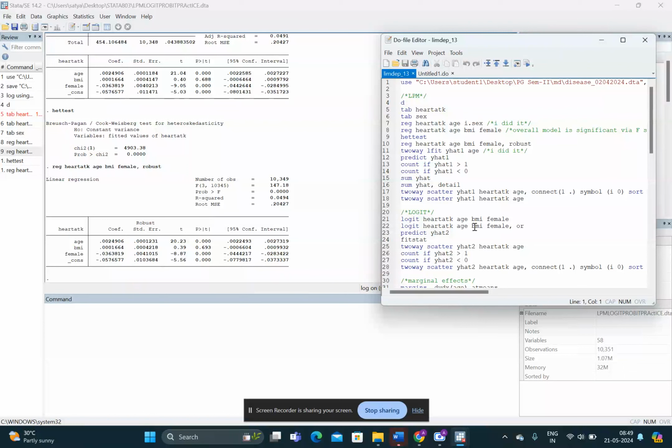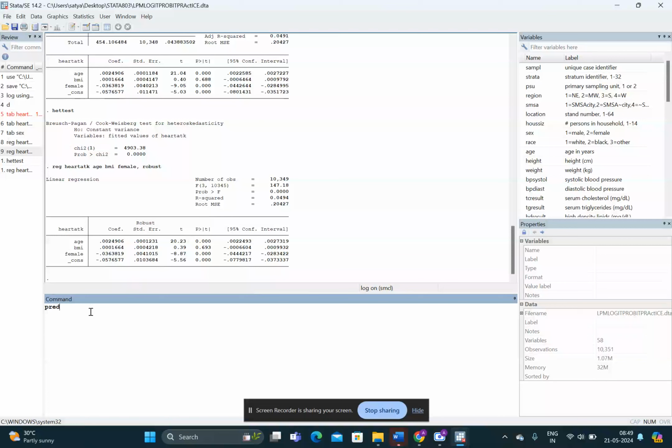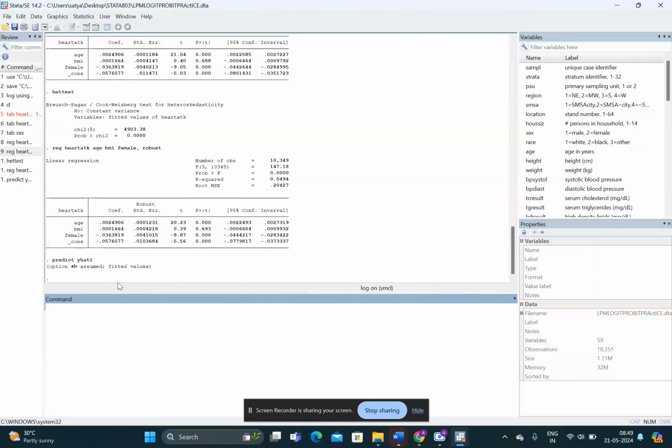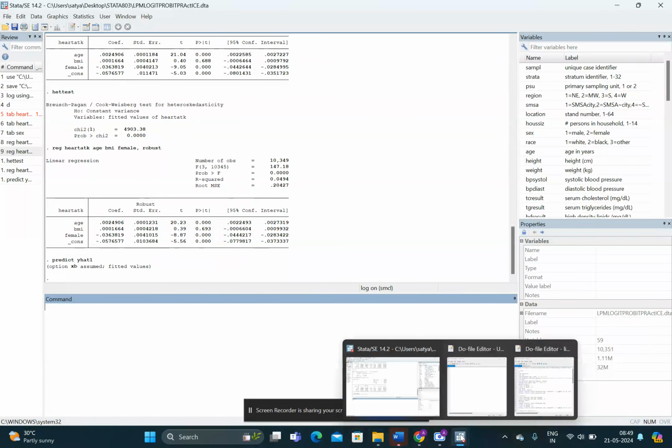Okay. So now we will predict one variable, which is y hat 1. I don't know what y hat 1 is as of now. I think it is the fitted values of the y. It is what the y values will be according to the regression, and the difference between these y values and the actual y values is our residual.